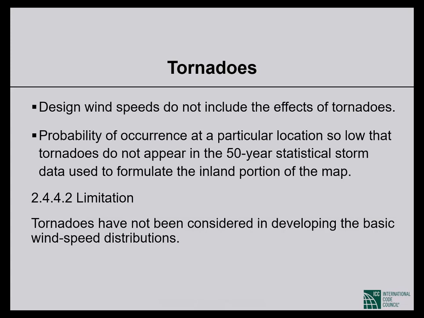The design wind speeds that we have in ASCE 7, or the ones that are included in BNBC 2020, do not include the effects of tornadoes. That is because tornadoes are very localized in time as well as space. They move on quickly, so they are localized in time, and they hit relatively small areas, and then they move on. So localized in place.